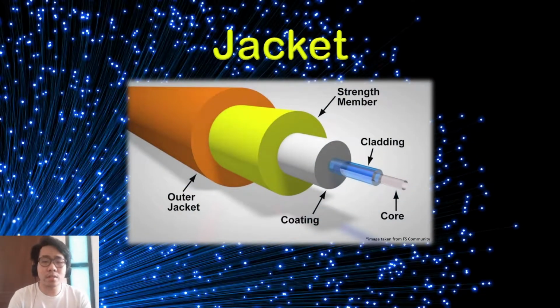Here is what a jacket looks like. This is an example of a diagram of our fiber optic cable. We have the core here, which is made of glass. We also have the cladding, then the coating, then the strength member, and the outermost protection is the outer jacket, or simply called the jacket.